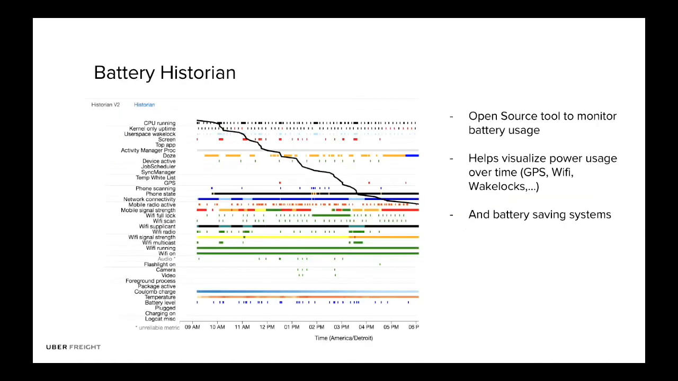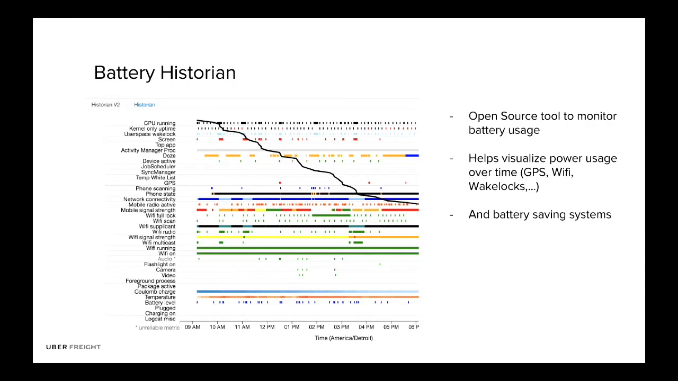While we were developing this location collection pipeline on Android, we were relying a lot on this Battery Historian tool that I highly recommend if you're an Android engineer. It's an open source tool developed by Google that allows you to quickly and efficiently monitor battery usage on your phone. It's very easy to use.